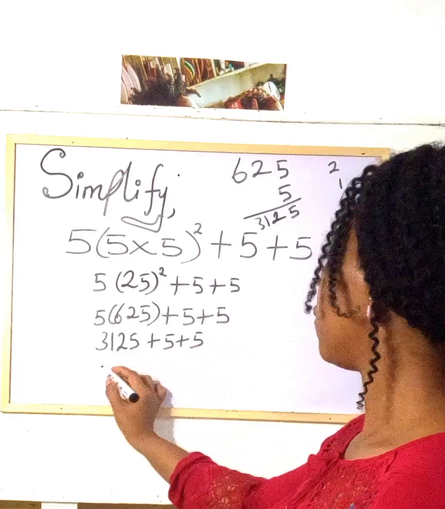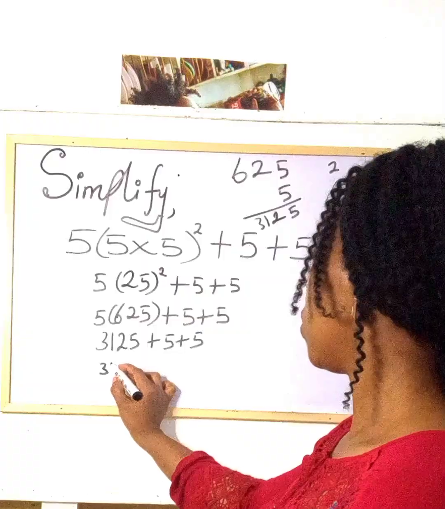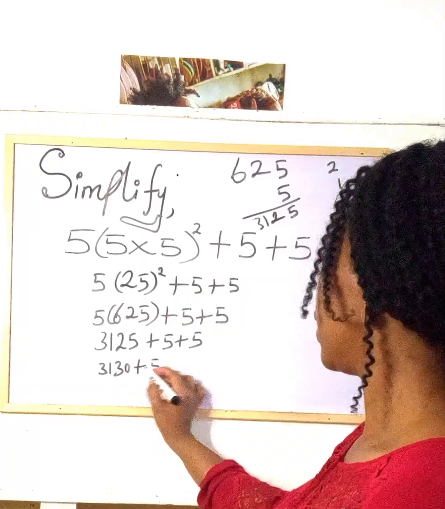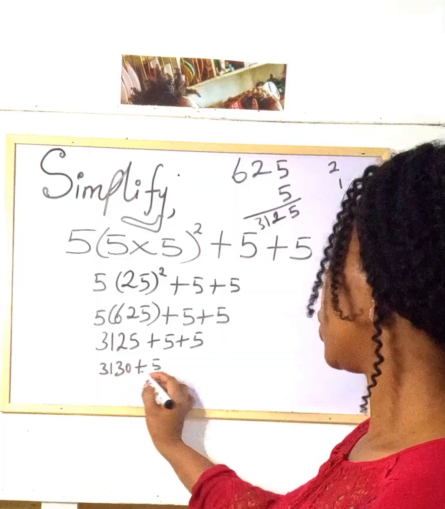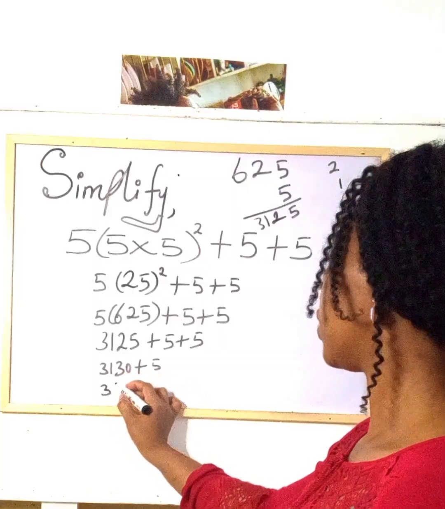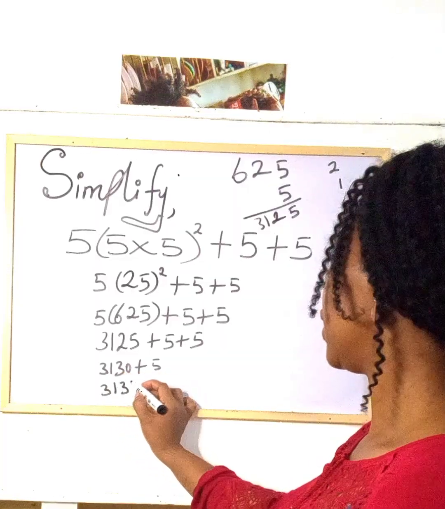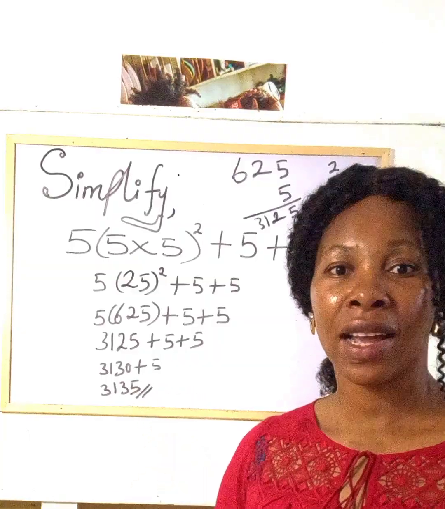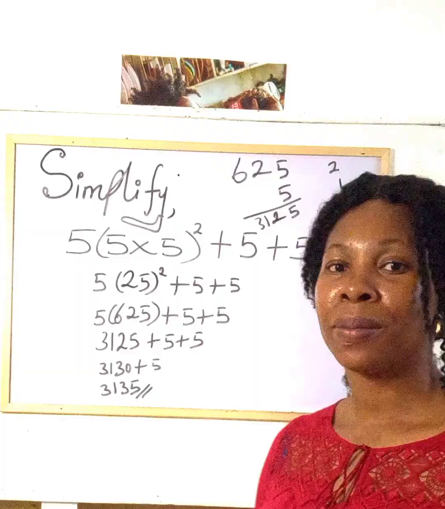3,125 plus 5 will give you what? 3,130 plus 5. 3,130 plus 5 will give you what? 3,135. So this is the final answer to this problem.